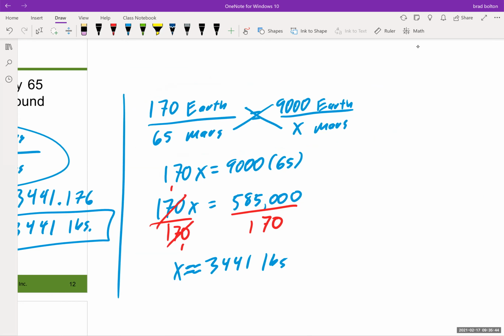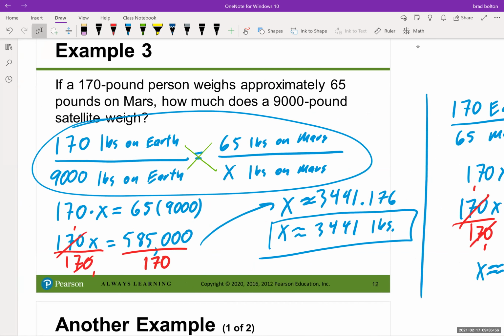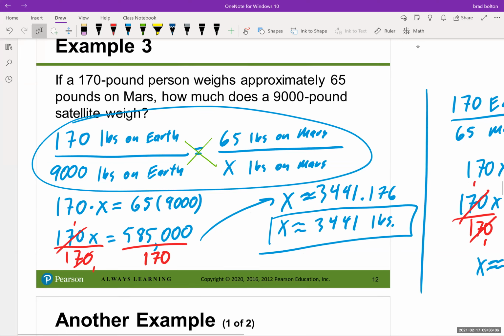So remember, with proportions, it's all about the setup. Make sure that you follow how you're setting up your proportion on both sides of the equal sign. If you do Earth to Mars, then the other side has to be Earth to Mars. If you do Earth to Earth, then you have to go person to satellite, and over on the other side, you've got to go person to satellite on Mars. So you follow your proportion.